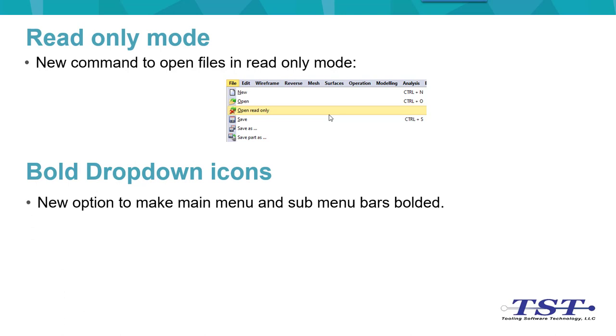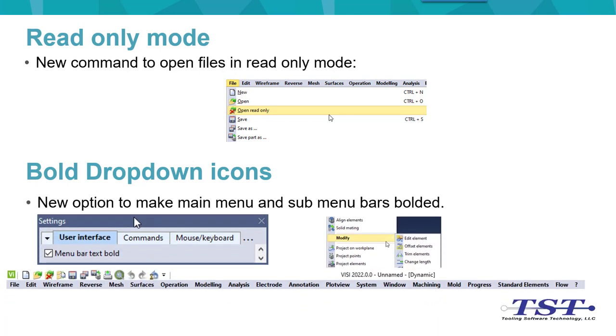We now have the ability to do bolded dropdowns. This new option under System Settings, User Interface, allows you to bold your dropdowns. Anything that has sub-dropdowns in it, it will also bold those commands as well.